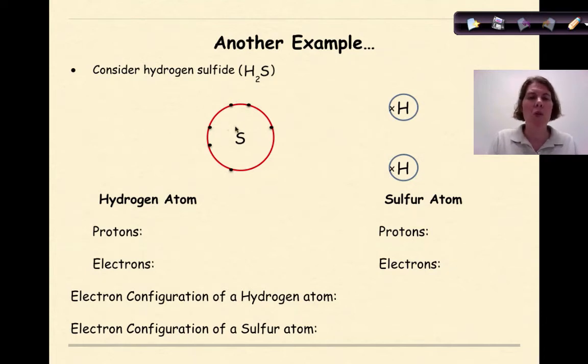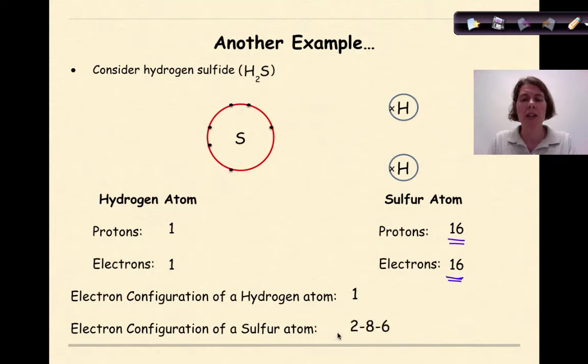Here we have sulfur with its 6 valence electrons and 2 representations of hydrogen atoms. Again, if we go over the basic information of a hydrogen atom, the number of protons is 1, the number of electrons is 1, so the electron configuration for a hydrogen atom is 1. Now, when we look at a sulfur atom, sulfur has an atomic number of 16, therefore it has 16 protons, and because it's an atom it will have 16 electrons, and its electron configuration is 2, 8, 6. There we see the 6 valence electrons represented by these black dots up here: 1, 2, 3, 4, 5, 6.